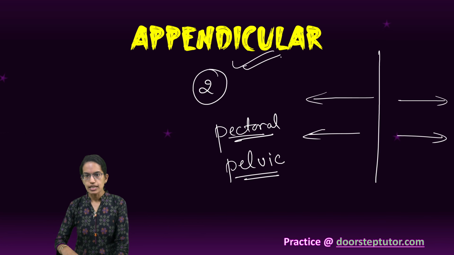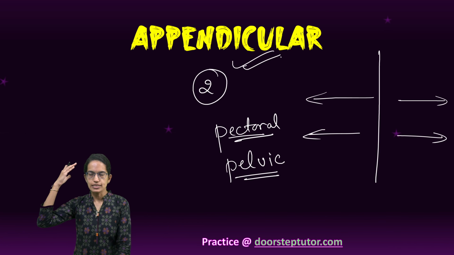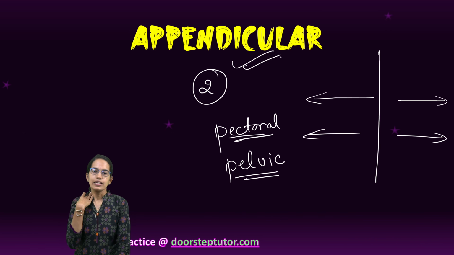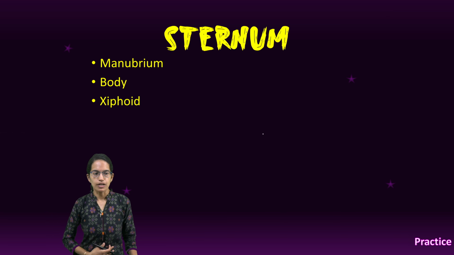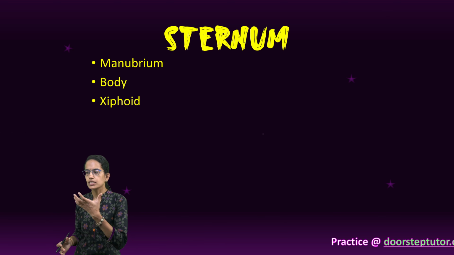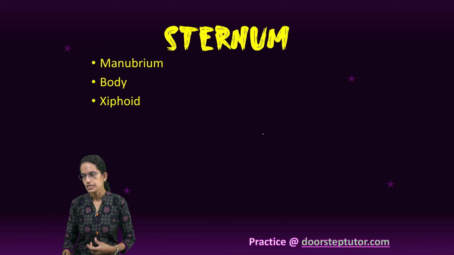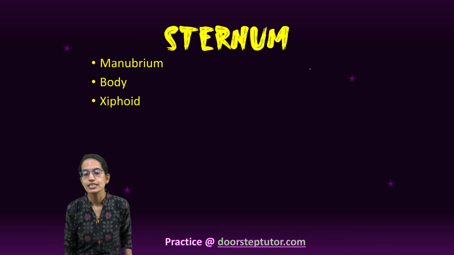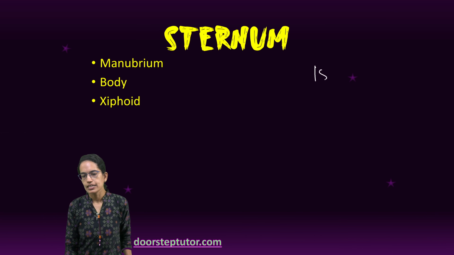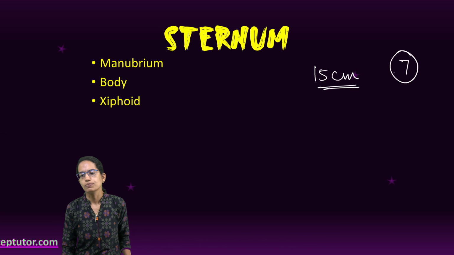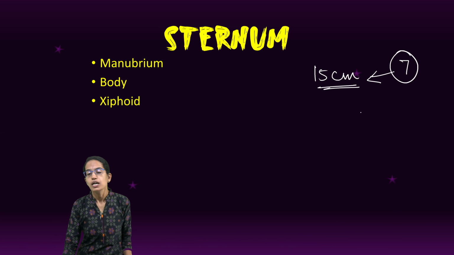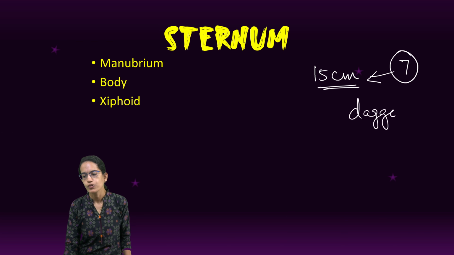So axial and appendicular clear. So under the axial we would only talk about head, neck and the trunk. So the region of sternum and ribs are part of it. Now under the sternum is a flat bone which is present in the front in the center of the chest, and it is nearly 15 centimeters long, not very long. 7 of the ribs attached to the sternum, and it is of the shape of dagger.